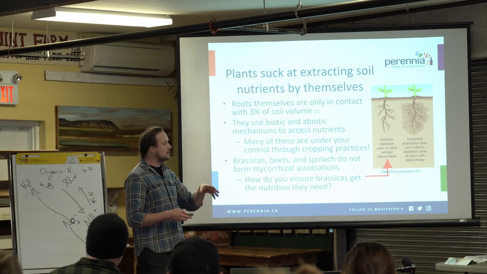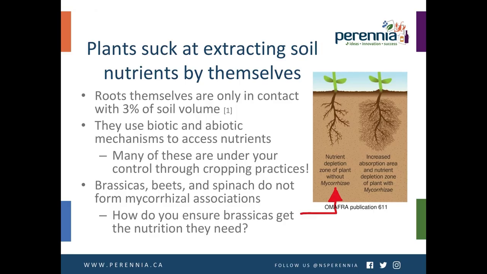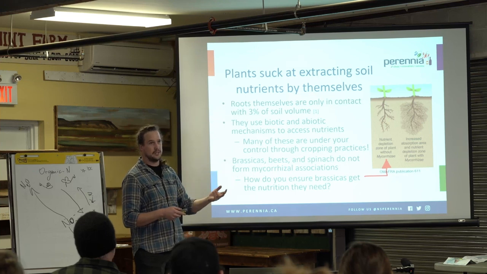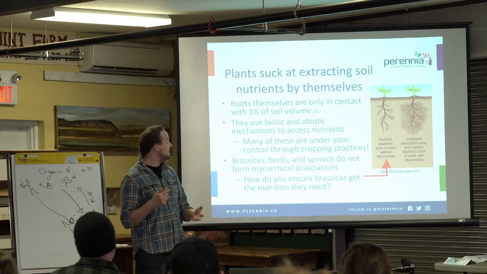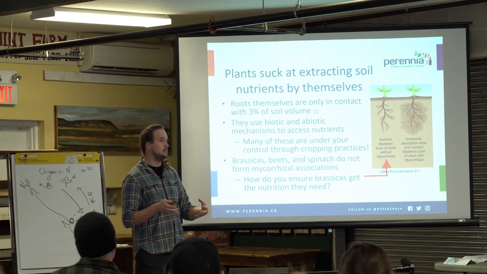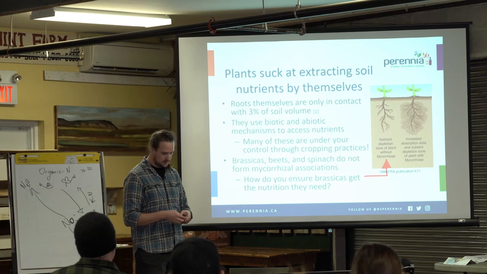When a plant is in the ground, its roots are only in contact with 3% of the volume of the soil. And if you have a crop like a brassica, a beet, or spinach, it doesn't make mycorrhizal associations. In this picture on the right-hand side, the plant on the left doesn't have mycorrhizal associations and the plant on the right does. Picture this as your brassica, competing with weeds that do have mycorrhizal associations. How do you make sure that the brassica, even with its smaller root system or lesser ability to mine nutrients from the soil, is going to do that?